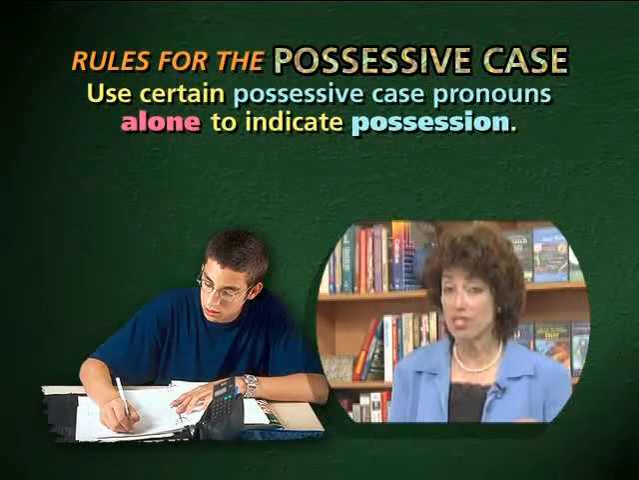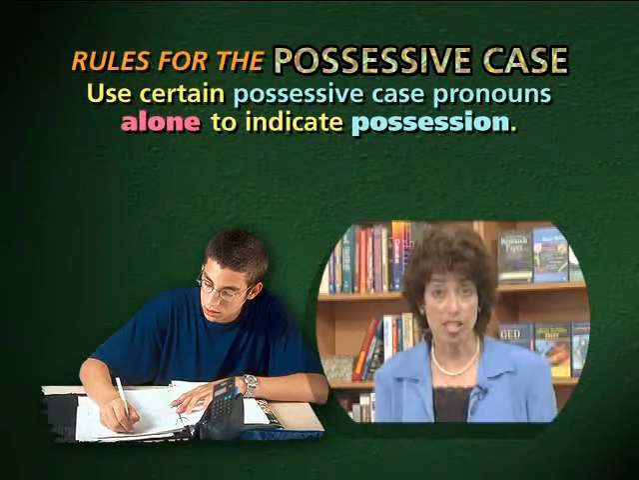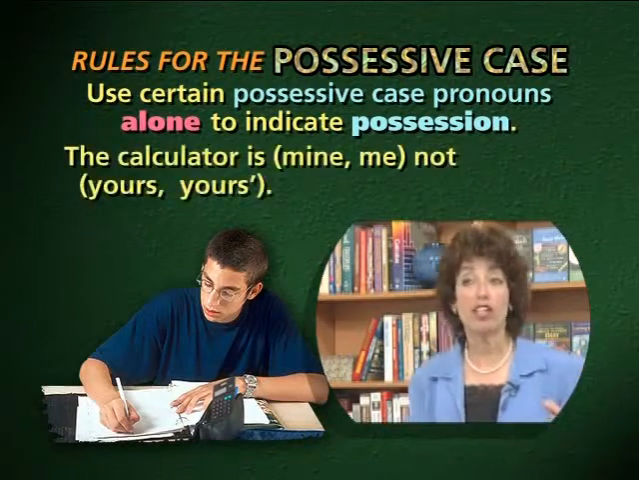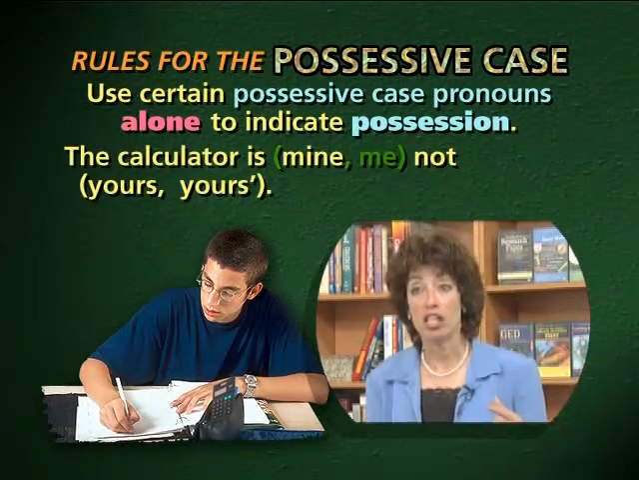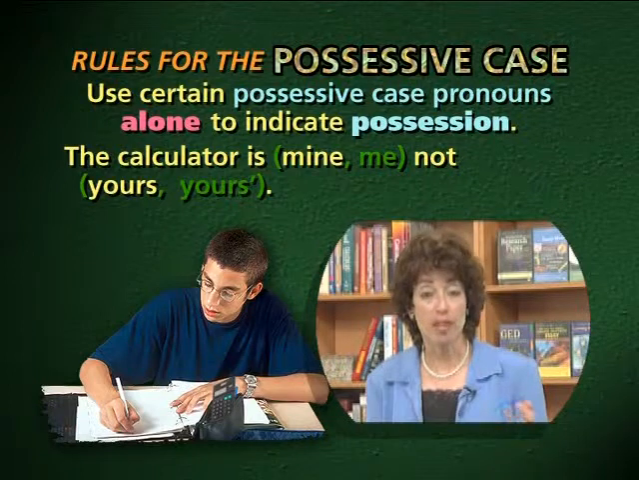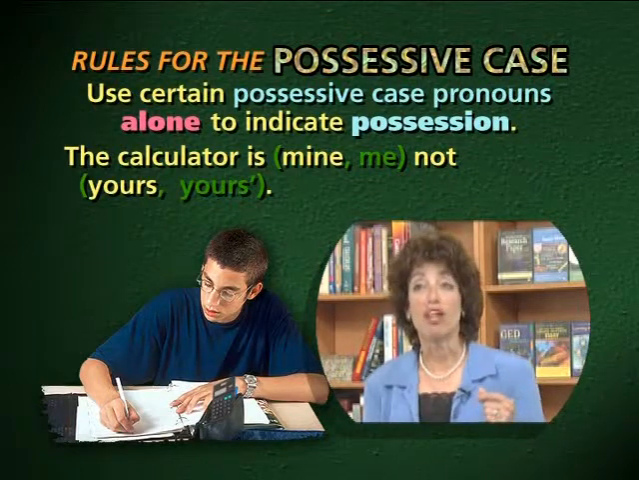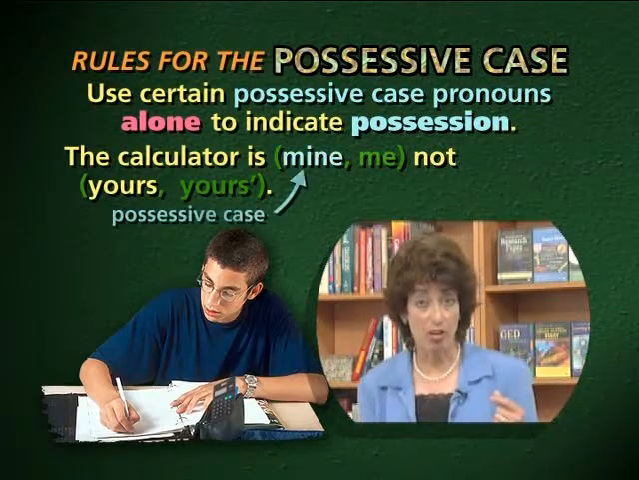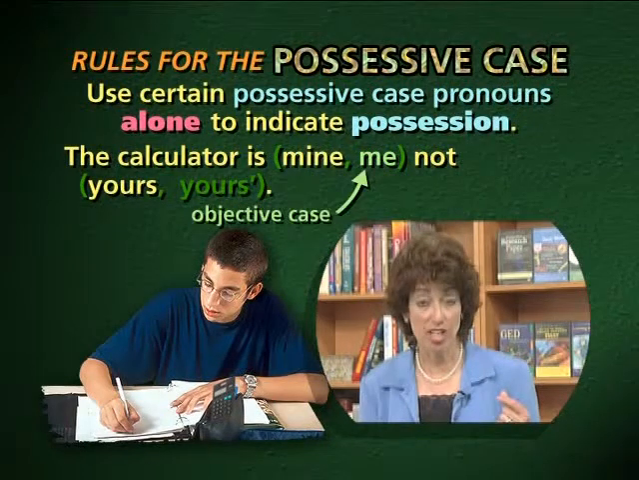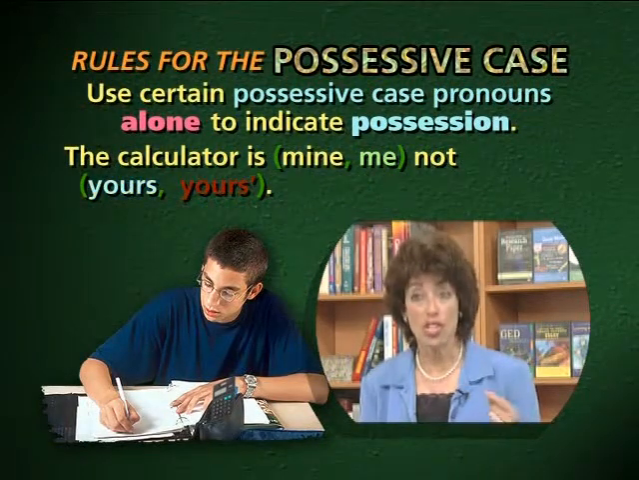We use certain possessive pronouns alone to indicate ownership or possession. So we might say the calculator is mine, not yours. Take another look at the sentence again. Mine is the possessive pronoun. Me is in the objective case. We've got yours and your's.